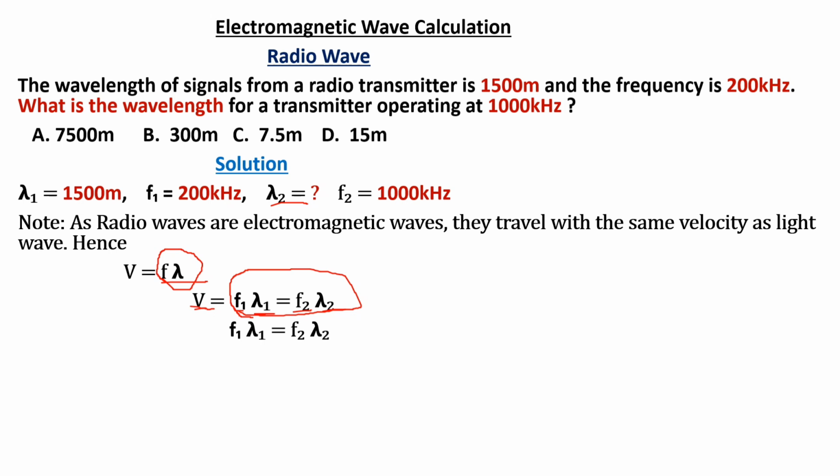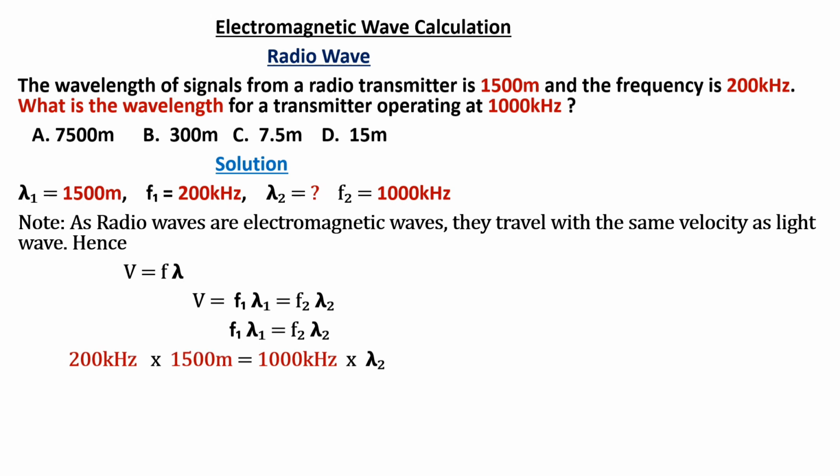Now, the next thing is to substitute the parameters given. f1 times lambda 1, the first wavelength, equals f2, the second frequency, which is 1000, times the second wavelength, which is not given. That is what we are calculating. That's what you are asked to calculate. So substituting the parameters given in the question, we have it to be this.